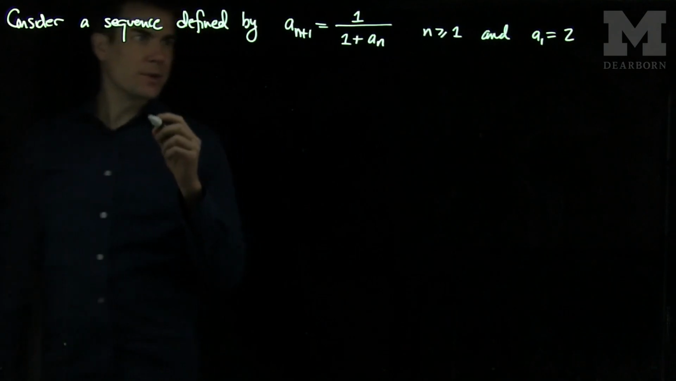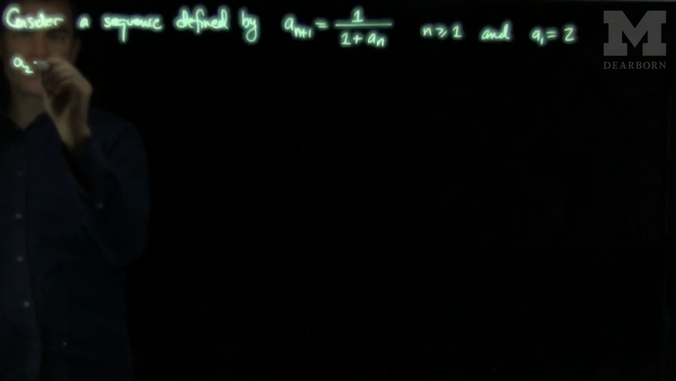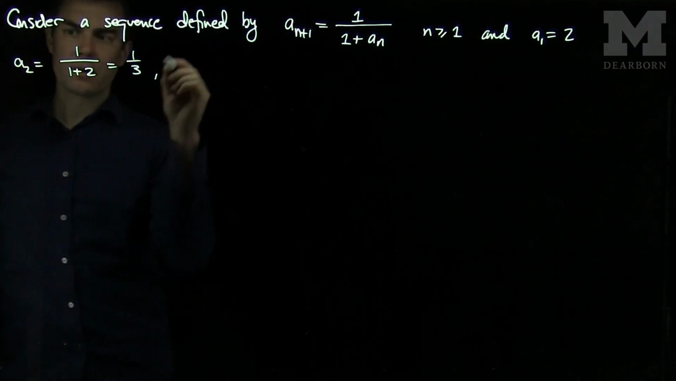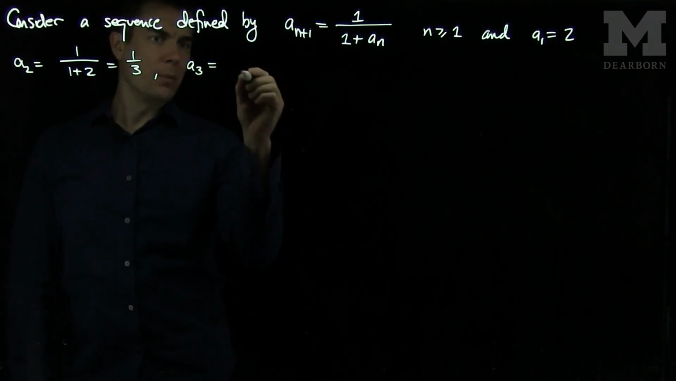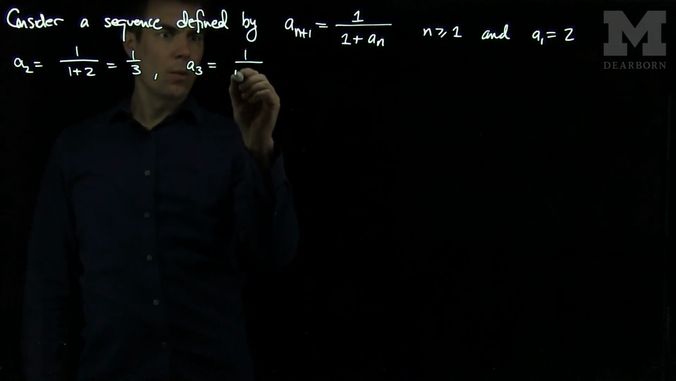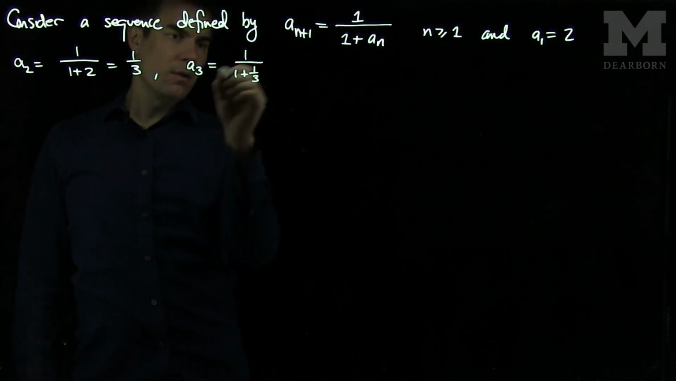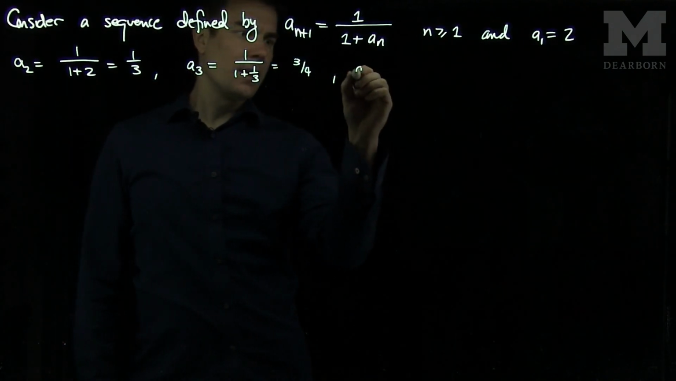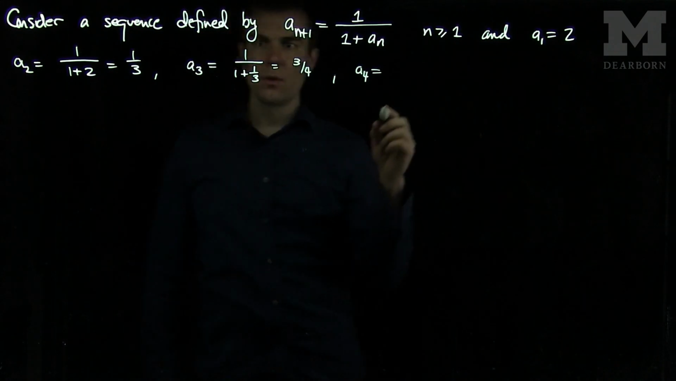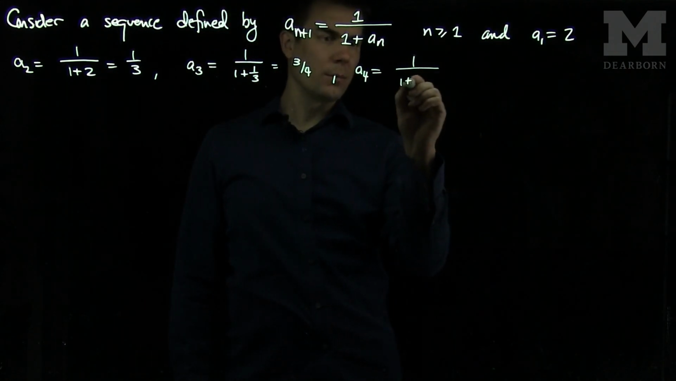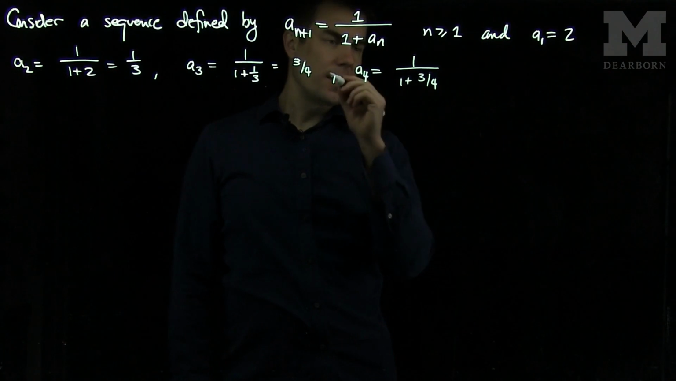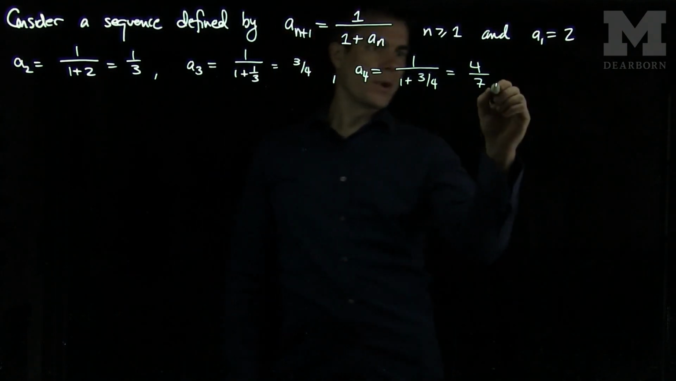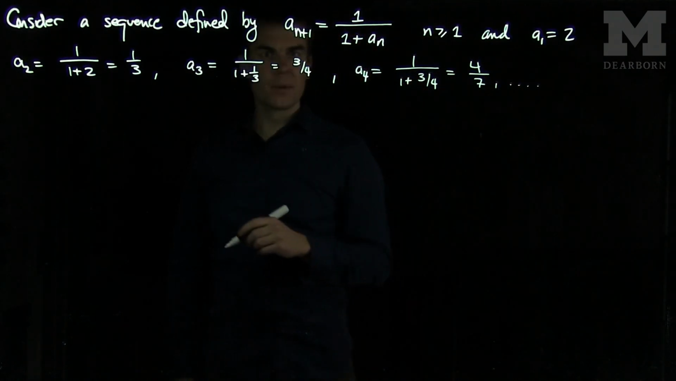So if we get a sense of what this sequence looks like, we can plug in and see that a2 will be 1 over 1 plus 2, which is 1/3. a3 will be 1 over 1 plus 1/3. That is 4/3 in the denominator, so this is going to be 3 over 4. And a4 will be 1 over 1 plus 3 over 4. That's going to be 7 over 4, so this is going to be 4 over 7. And so on. We can keep plugging in more and more numbers to try to see what the limit is.